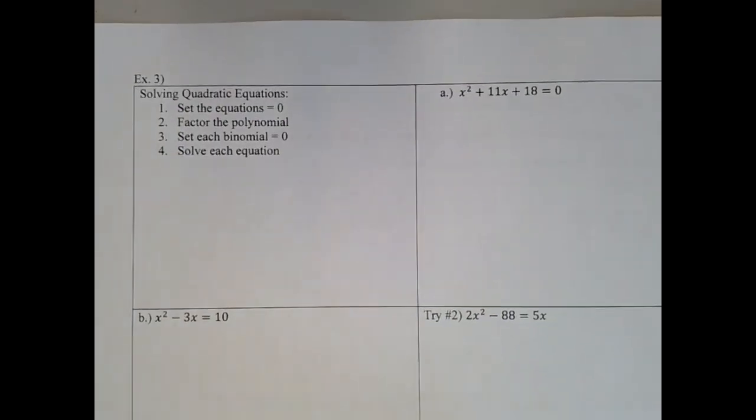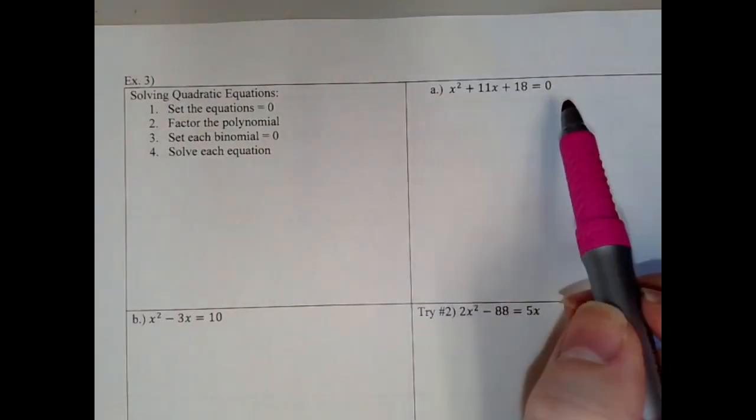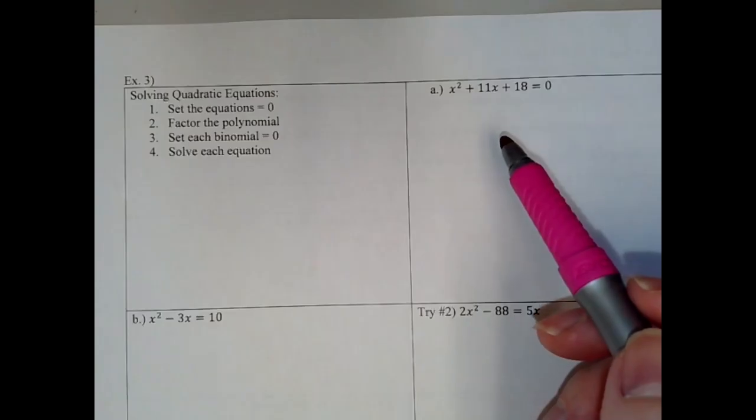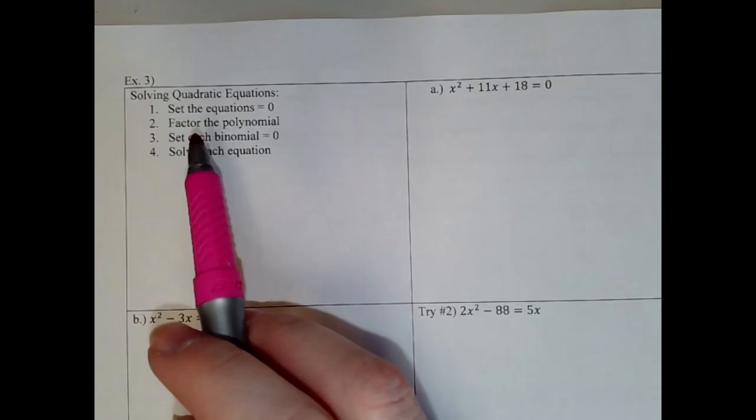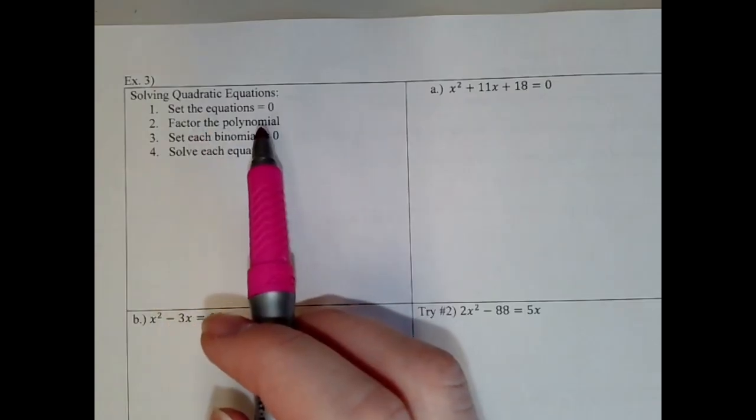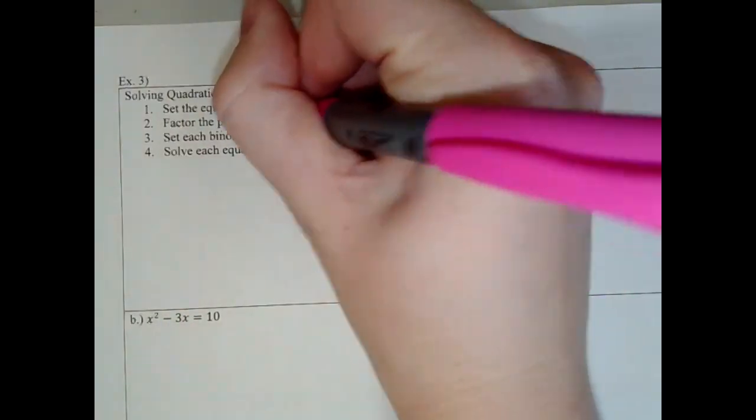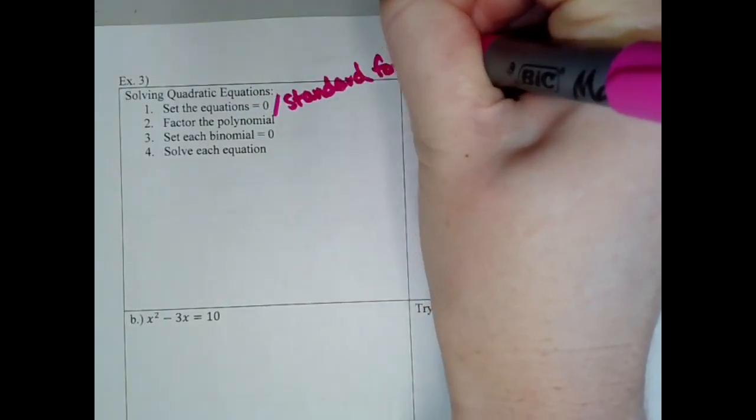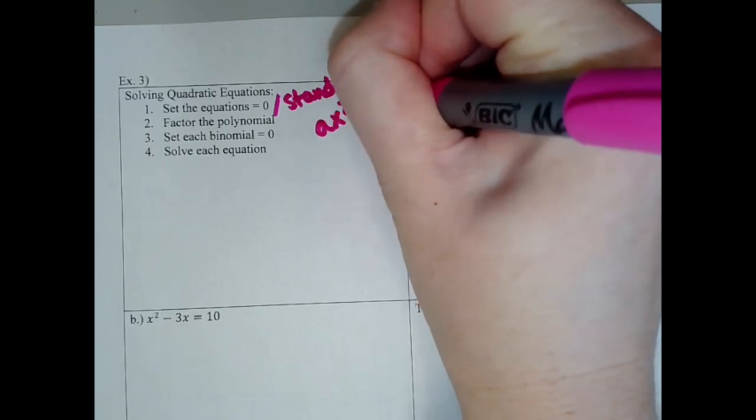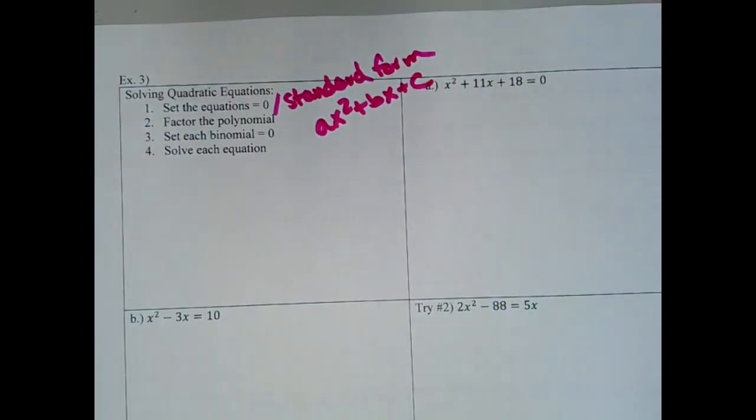Everything on the front page was already given to you in factored form. Unfortunately, that's not always going to happen. So if you're ever trying to solve a quadratic by factoring, so we need to get it in that factored form first, here are your steps. Step 1, set the equation equal to 0. Also, might I add, it should be in standard form, which is highest to lowest power, so ax squared plus bx plus c if it's a quadratic.